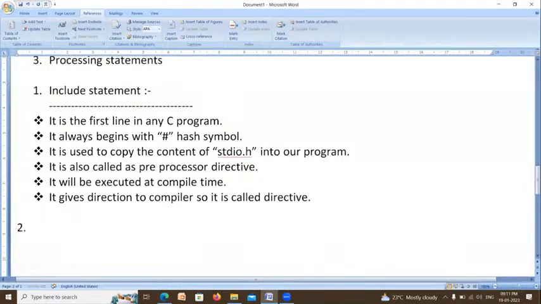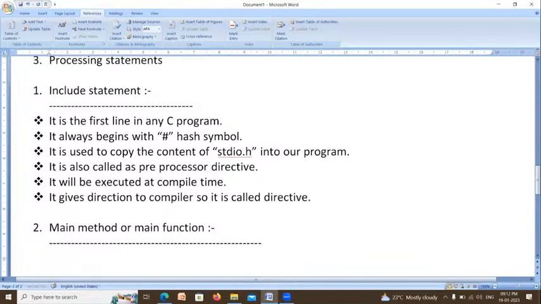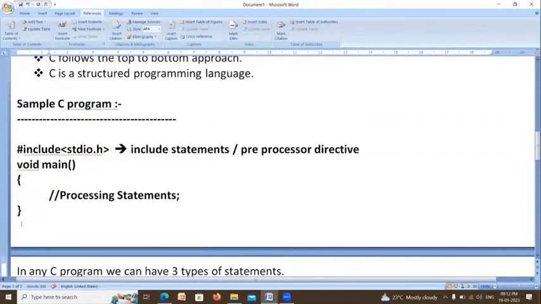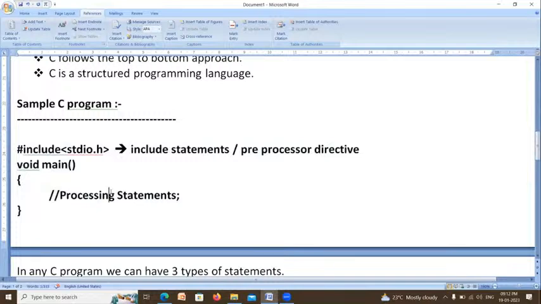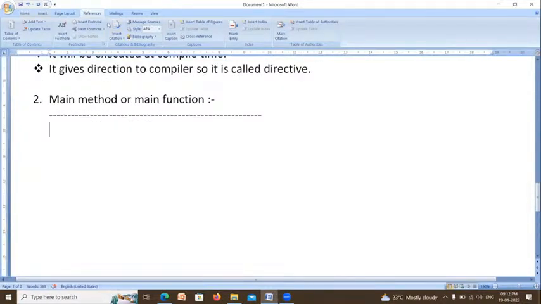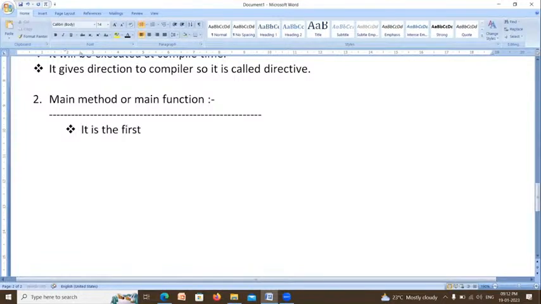Now, what is the main method? What does main method or main function mean? In your program, suppose you write 1 lakh lines of code. From those 1 lakh lines of code, your program execution always starts from void main. The compiler always checks where void main is. From that, the execution begins. So it is called the first executable statement.